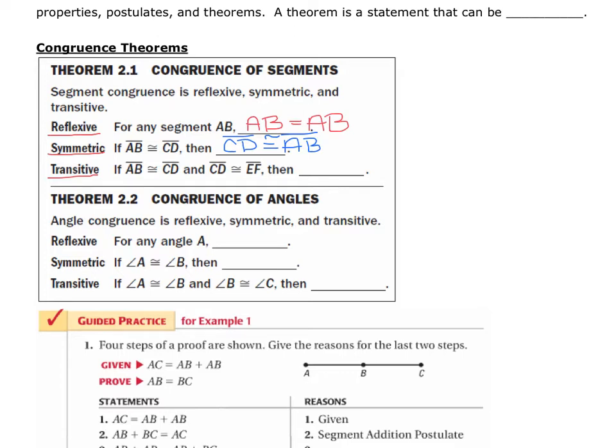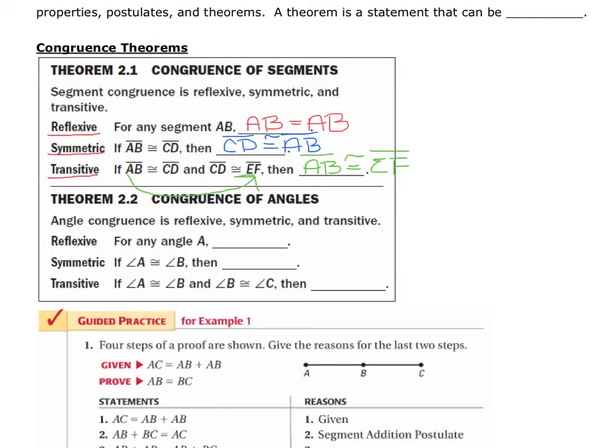Now the transitive property. If AB is congruent to CD and CD is congruent to EF, then the first thing is congruent to the last thing. This should look similar to some things we just got done doing. Remember, we were just doing logic and the law of syllogism, where the first thing always led to the last thing. That's what this is. When we use it with geometric properties, we call it transitive instead of the law of syllogism.